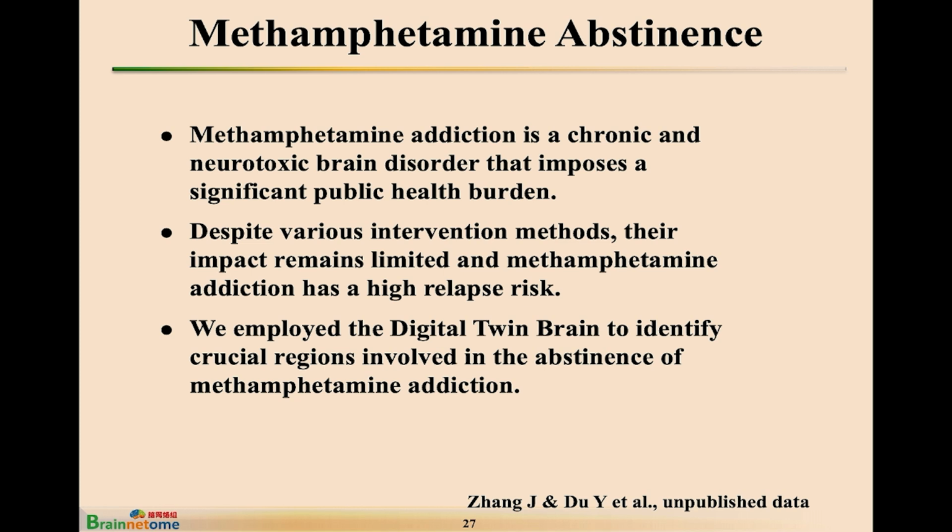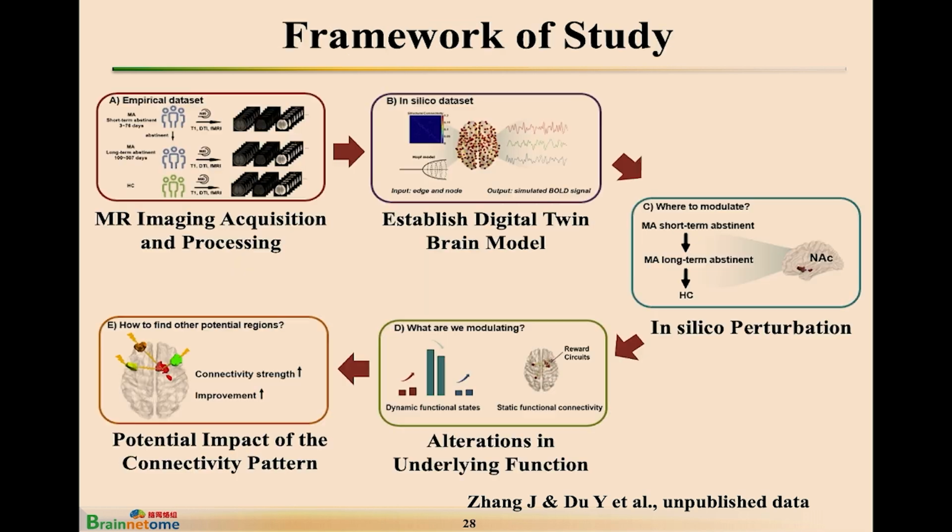In fact, here we take methamphetamine abstinence. I'm not sure how many people know this kind of thing. This is a very popular drug. Here is the outline for this kind of study. First, we need the real data, meaning some people who take methamphetamine. This is only a very special population. So we scan the functional MRI and also the diffusion MRI and the structural MRI. Only these three are enough.